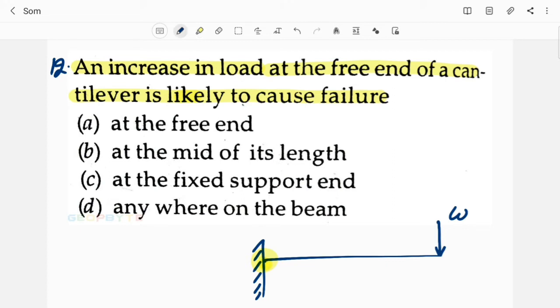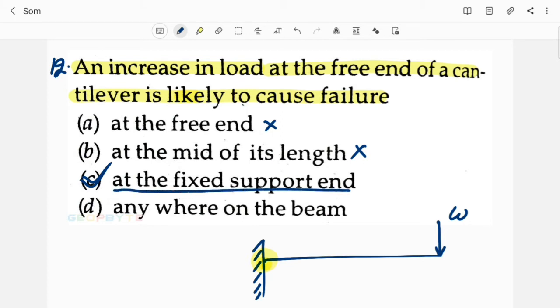Look at the options. At the free end, no. At the midspan, no. At the fixed support, yes. Remember, my dear friends, in case of cantilever beam subjected to point load at its free end, maximum bending moment is occurring at the fixed location or fixture. Therefore, the beam is going to fail at that fixture location only.